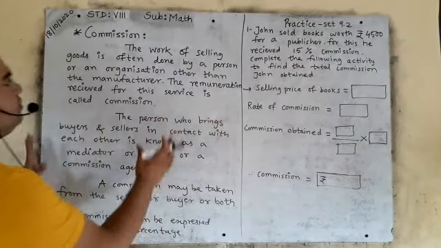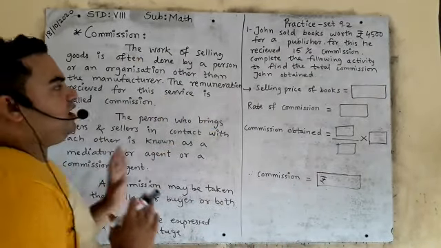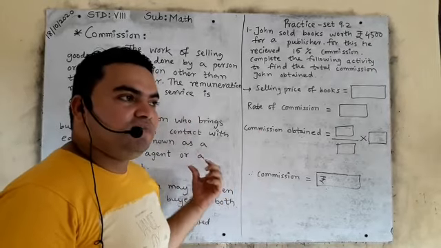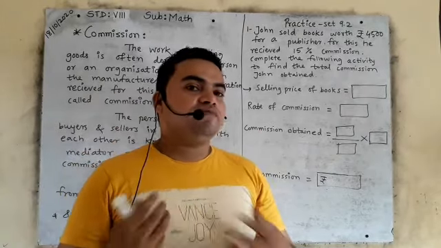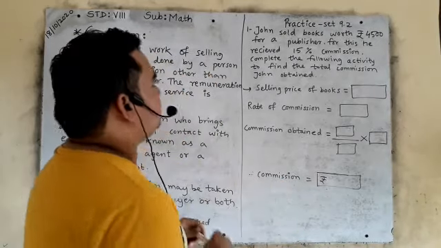We have seen what commission is. We can find the commission on the selling price. As I have told you, discount we find on the mark price, and commission we will find on the selling price. So what is commission? The remuneration which a person receives from buyer and seller in the form of percentage. Okay, just please look at the board.